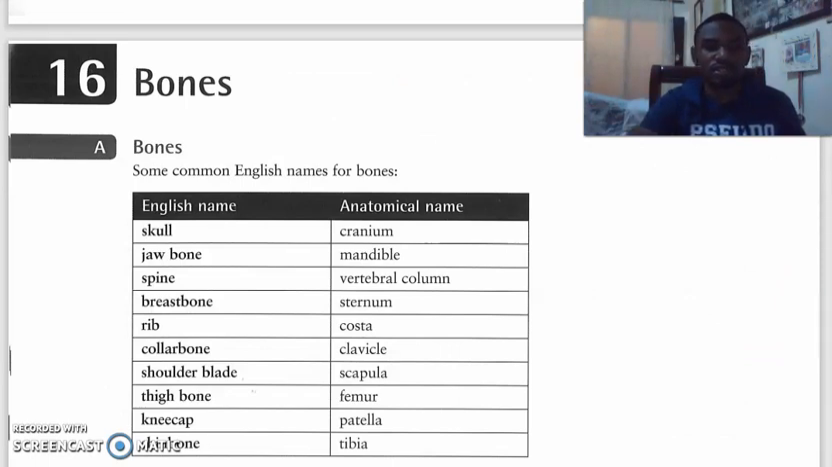Unit 16. Bones. A. Bones. Some common English names for bones, and their anatomical names: skull, cranium; jawbone, mandible; spine, vertebral column; breastbone, sternum; rib, costa; collarbone, clavicle; shoulder blade, scapula; thigh bone, femur; kneecap, patella; shin bone, tibia.